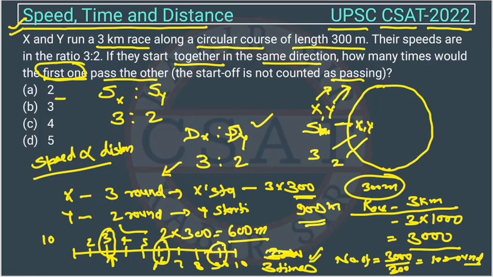So the answer is option B. It is an easy question if you understand the concept. We just divide 10 by 3, which comes to 3. So 3 times they will meet, because out of 10 rounds, every time they complete 3 rounds, they meet. Okay, I hope everyone has understood this. If you still have some problem, you can connect with us and I will explain this question personally.